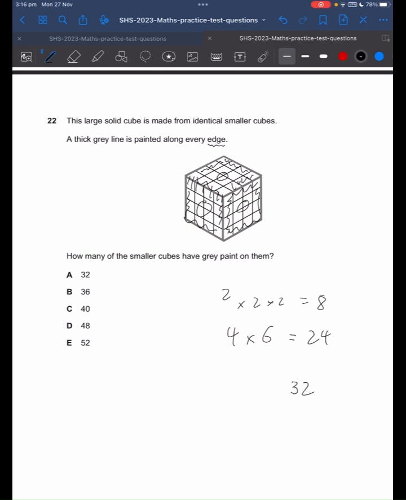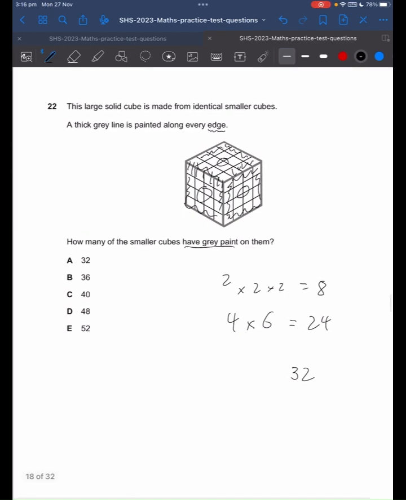Now, the question asks for how many of the smaller cubes have grey paint on them. So from here, what we do is find the total number of cubes and then take away the cubes that don't have grey paint on them. To find the total number of cubes, we do 4 times 4 times 4, which gives us 64. We take away 32 from 64, and that gives us 32. So the answer will be A.